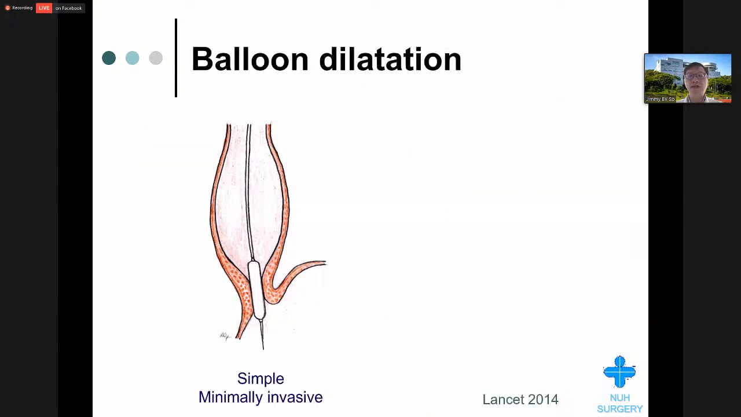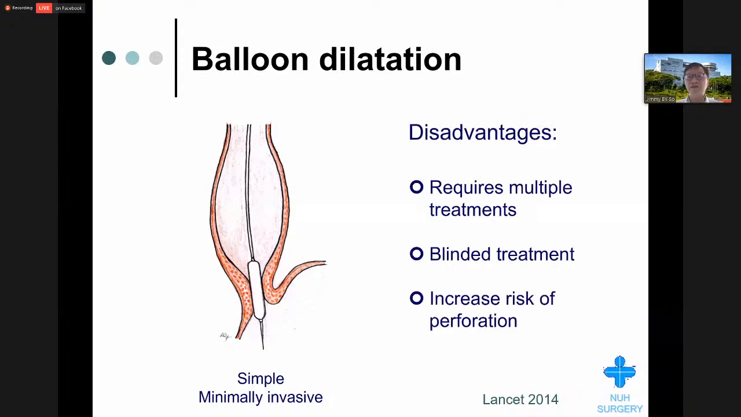Balloon dilatation has been around for many years. It's the most common procedure for achalasia, and is usually performed with endoscopy and thoracoscopic guidance. The advantage of balloon dilatation is that it is a relatively simple and minimally invasive procedure. However, the disadvantage is that you usually require multiple treatments, and the treatment itself is blinded, and there's a risk of perforation, which increases with subsequent repeated balloon dilatation.